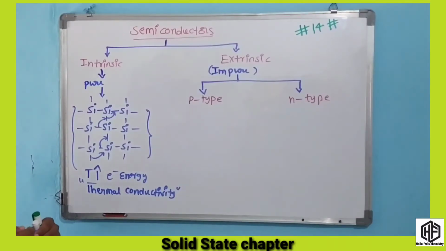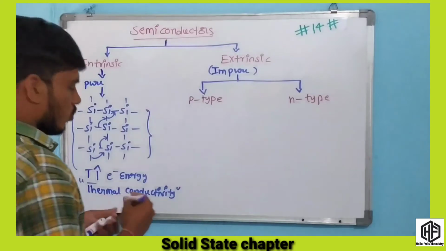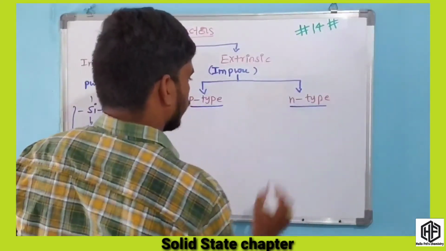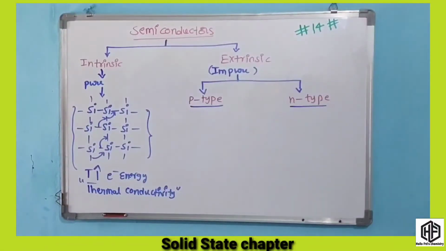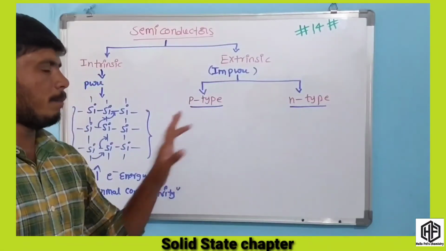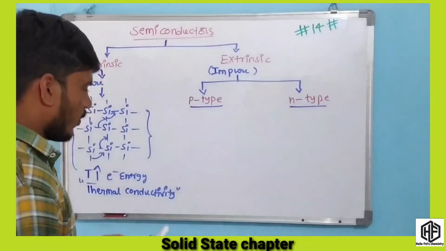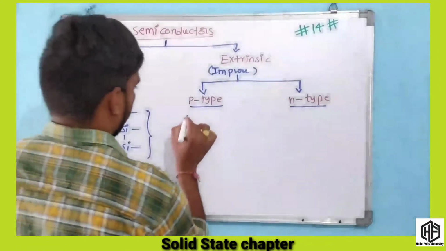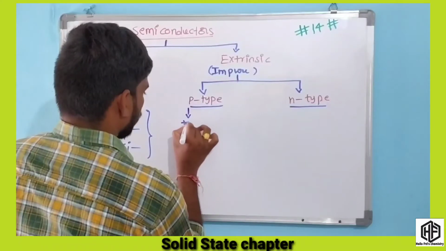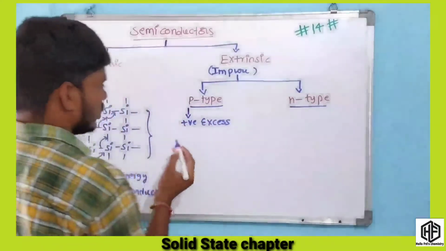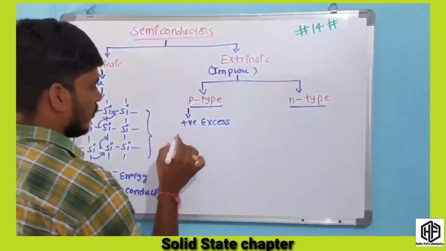Now what are P-type semiconductors and N-type semiconductors? Now we are going to discuss these two, P-type and N-type semiconductors, briefly. Okay friends, first of all we are going to discuss the P-type semiconductor. First of all, what is a P-type semiconductor? Friends, in a P-type semiconductor positive charges are in excess.